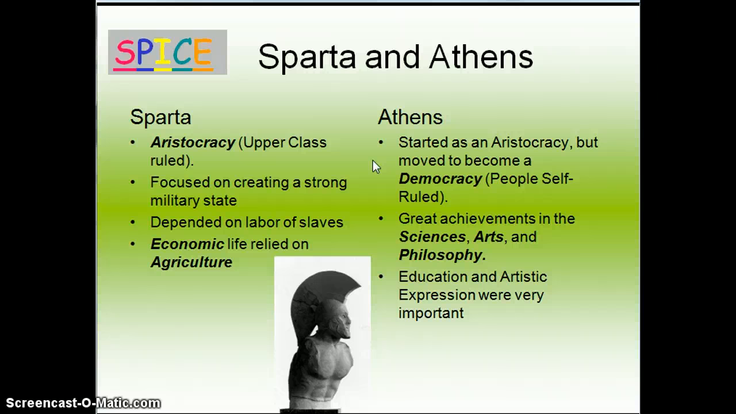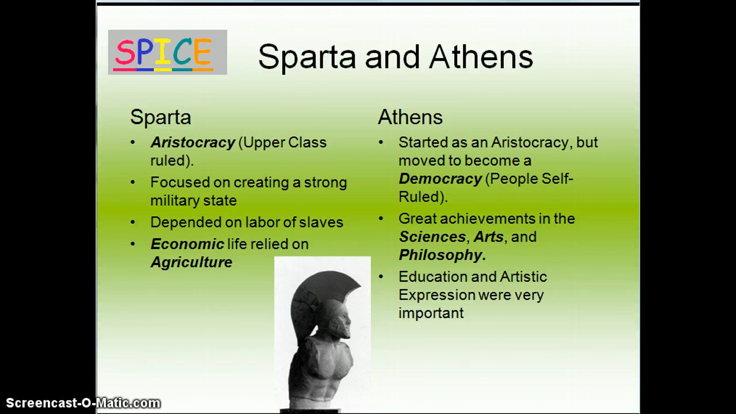First of all, Sparta was an aristocracy, which means that the upper class ruled. The upper class had most of the power, and they really had a strong military state, and that was a big focus for them. They really depended on the work or labor of slaves, and their economic life relied on agriculture.